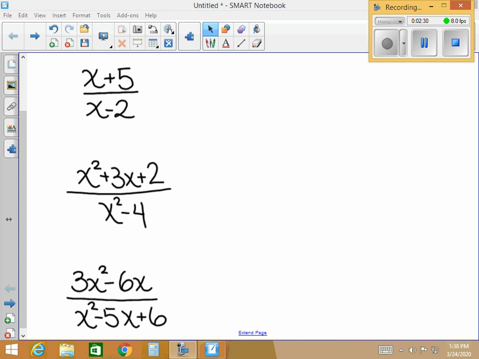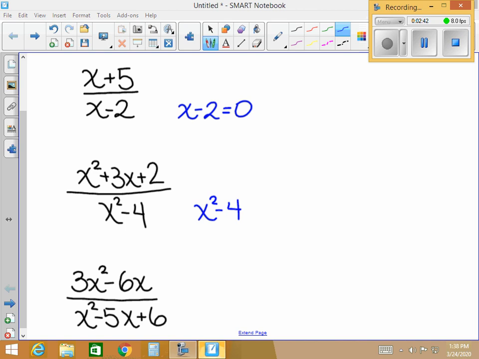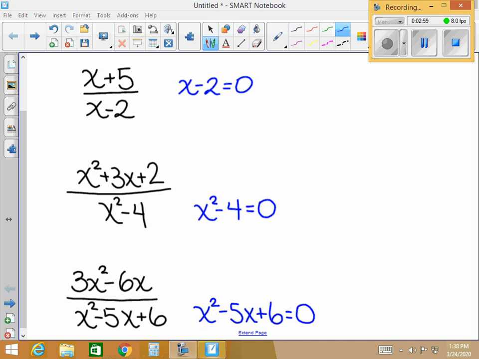When I'm looking for restrictions on the domain, I'm going to start by taking the bottom, whatever it happens to look like, whether it's x minus 2, or x squared minus 4, or x squared minus 5x plus 6. I'm in charge of figuring out when that is equal to 0. I have to figure out what numbers would cause a problem. And so if I solve x minus 2 equals 0 for x, I find out x equals 2.